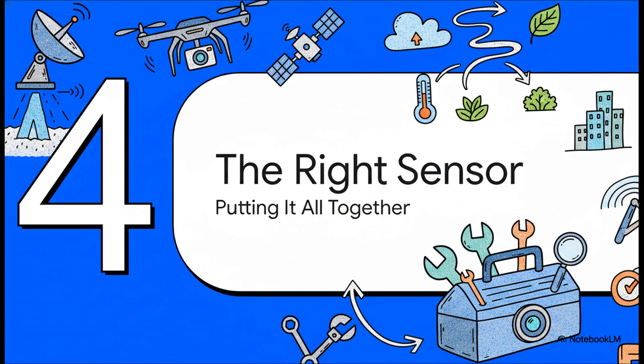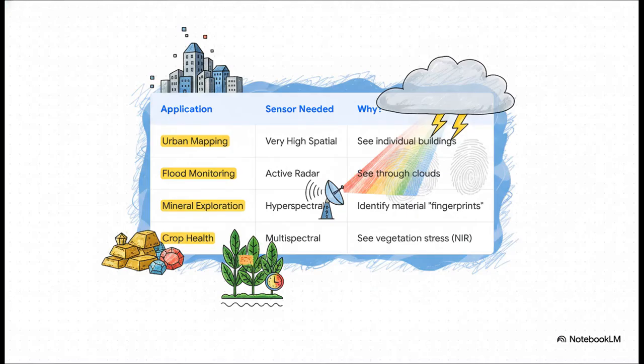So now that we know the rules of the game, now that we know about these trade-offs, how do we actually solve those problems we talked about at the beginning? Well, it all comes down to picking the right tool, the perfect sensor for the specific job at hand. Let's put it all together. If you're mapping a city, what do you need most? Detail. So you pick a sensor with crazy high spatial resolution.